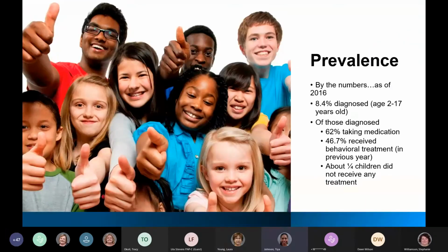So before we start talking about the specifics of ADHD, let's just go through the prevalence and the numbers. As of 2016, 8.4% of U.S. children ages 2 to 17 were diagnosed with ADHD. Of those children diagnosed with ADHD, 62% were taking medications and 46.7% received behavioral treatment within the previous year. About a fourth of children diagnosed with ADHD did not receive any treatment in 2016.